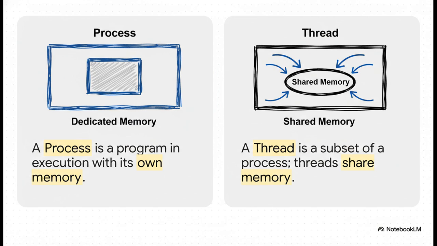And that leads to the key difference between a process and a thread. A process, like your entire web browser application, is its own little island. It has its own dedicated memory. But threads, they all live inside that process. And this is the crucial part: they all share the same memory. That's what makes them so efficient, but it's also why things can get complicated.